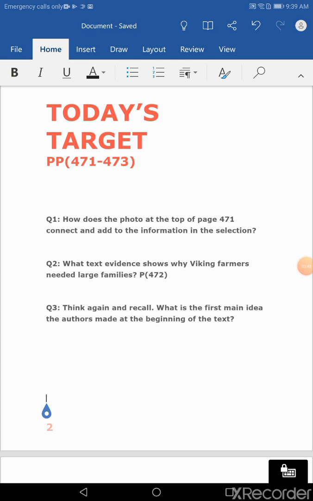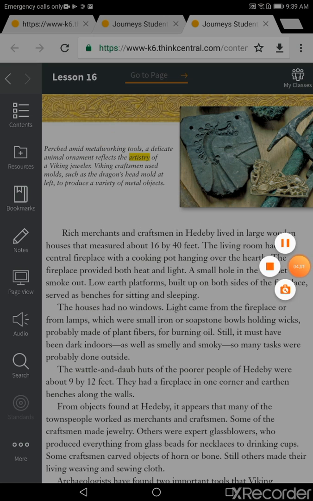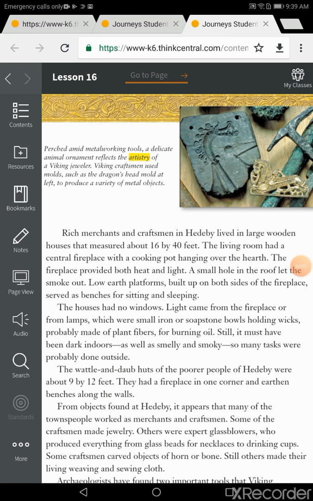The question on page 471 asks how the photo at the top of that page connects and adds to the information in the selection. Let's view the photo and come back to discuss a little bit. Alright, so that is the photo. So guys, have a good look at that. Look at the craftsman there, the tools, maybe the molding, the shapes, the materials used, and so on.